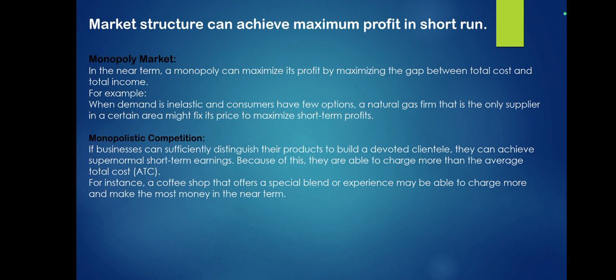might fix its price to maximize short-term profits. For monopolistic competition, if businesses can sufficiently distinguish their products to build a devoted clientele, they can achieve supernormal short-term earnings. Because of this, they are able to charge more than the average total cost. For instance, a coffee shop that offers a special blend or experience may be able to charge more and make the most money in the short term. That's for monopolistic competition.